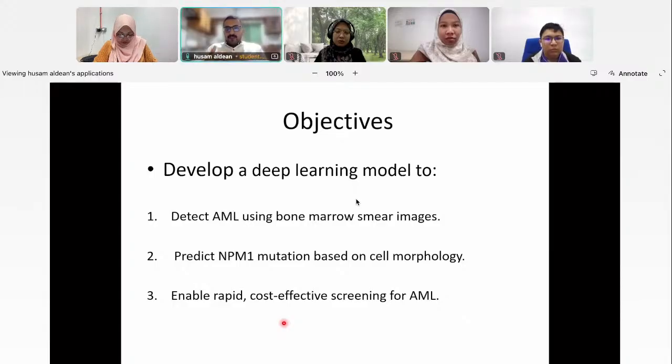Why did they do this study? What are the objectives of this study? It is to develop a deep learning model to detect AML using bone marrow smear images, and to predict NPM1 mutation based on cell morphology, which will give us a rapid and cost-effective screening for AML.